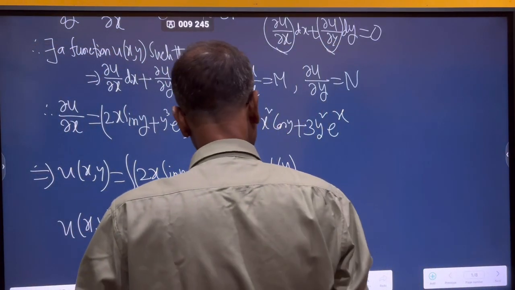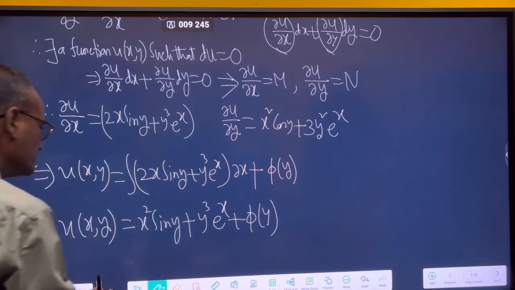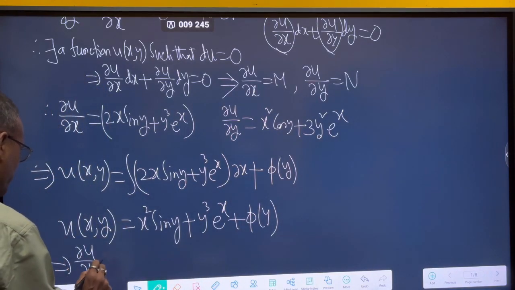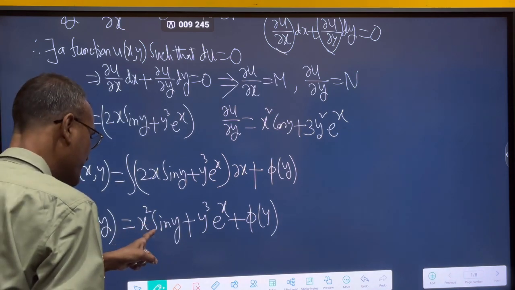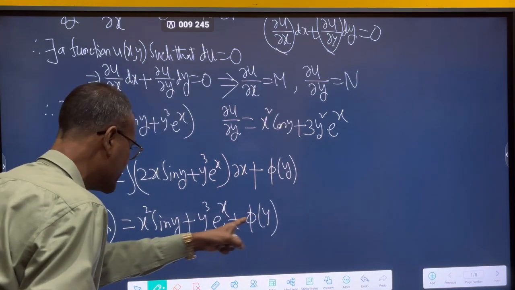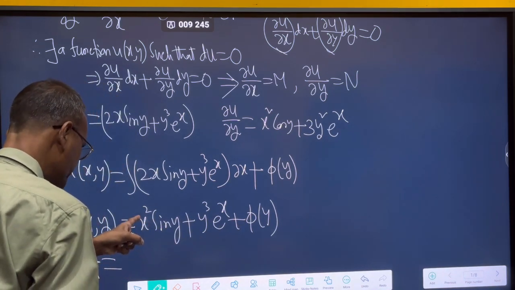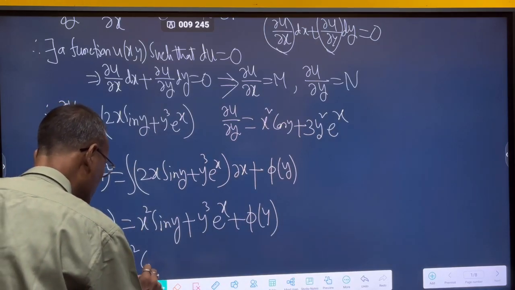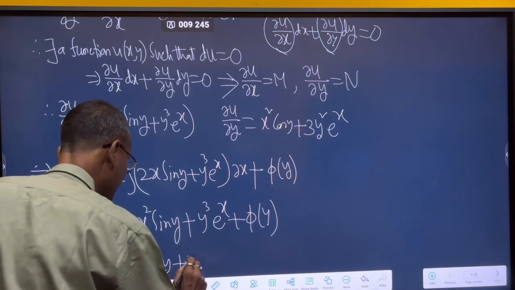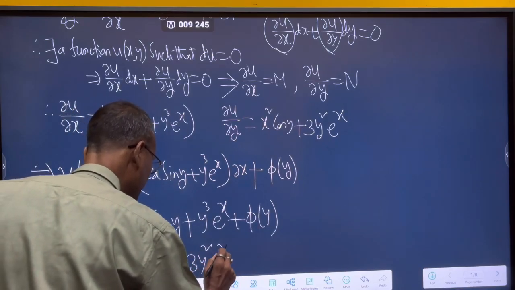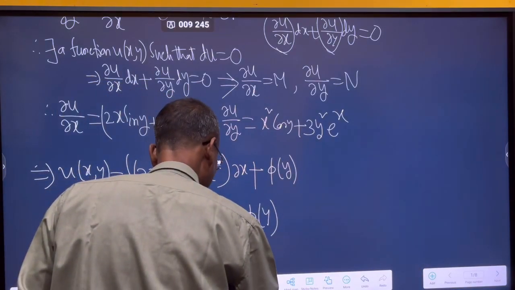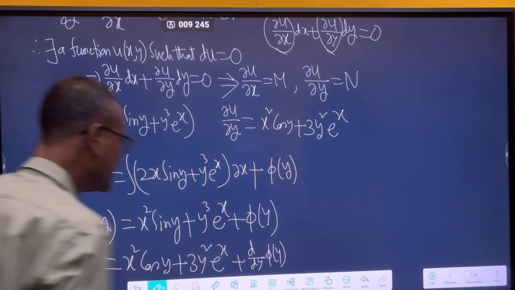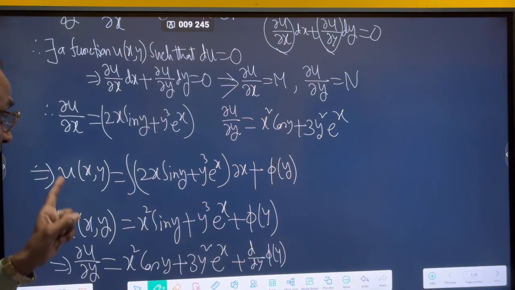Now del u by del y. What will be del u by del y? Del u by del y will be equal to, if you differentiate this with respect to y, x square cos y plus thrice y square e to the power x plus d dy of phi y. You will get this one.